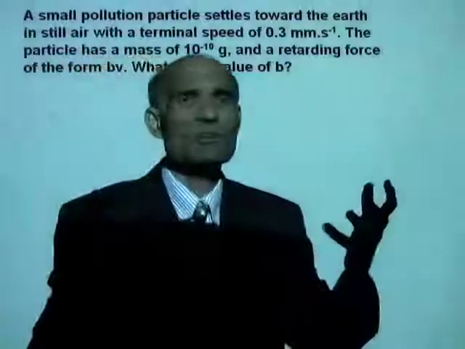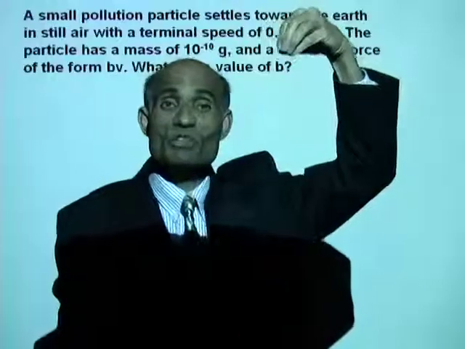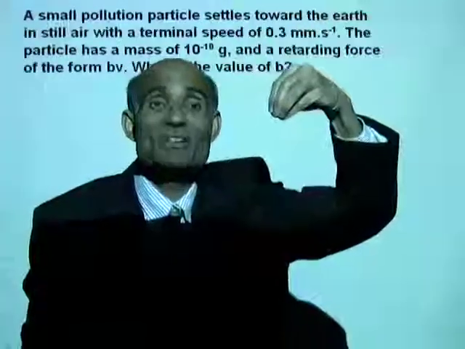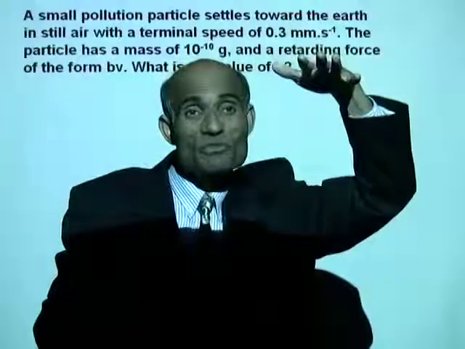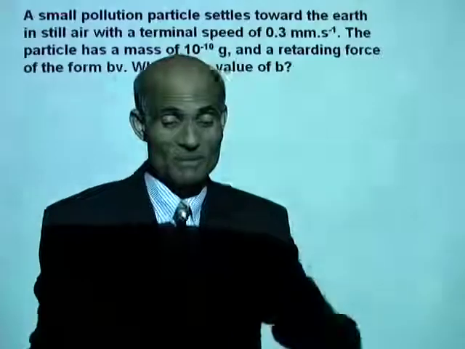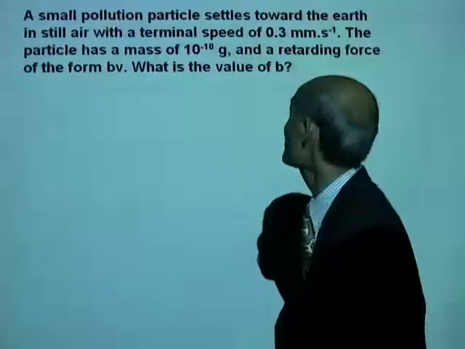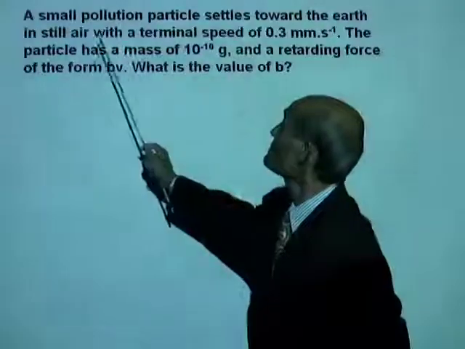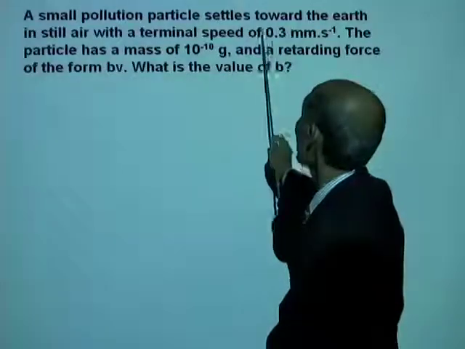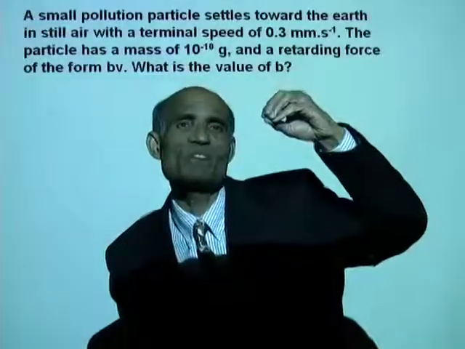That's a pollution particle. And that pollution particle, very often, because it is so small, will reach terminal speed very fast. So it moves down with the terminal speed. That's what this problem is talking about. A small pollution particle settles towards the earth in still air with a terminal speed of 0.3 millimeter per second, very slowly.